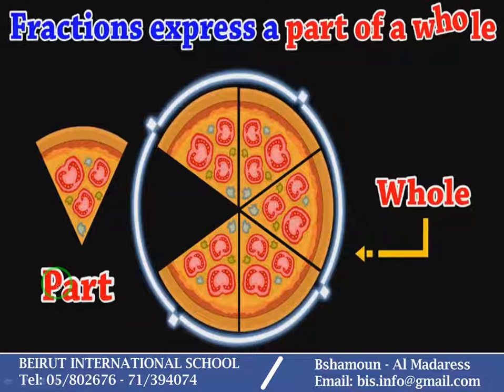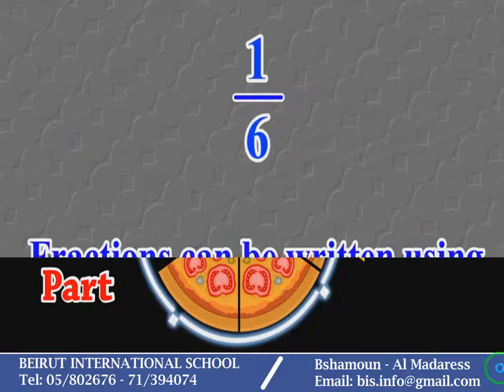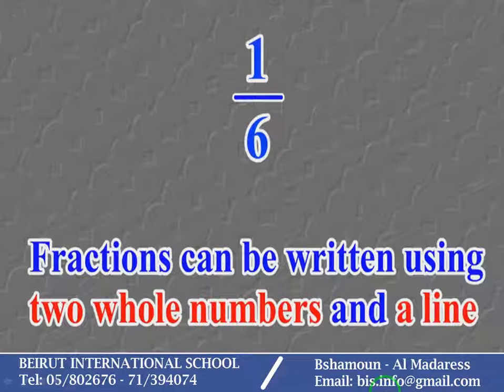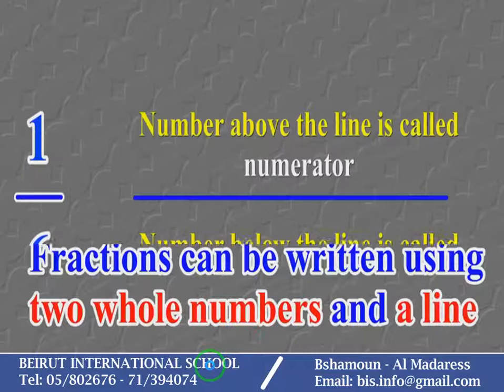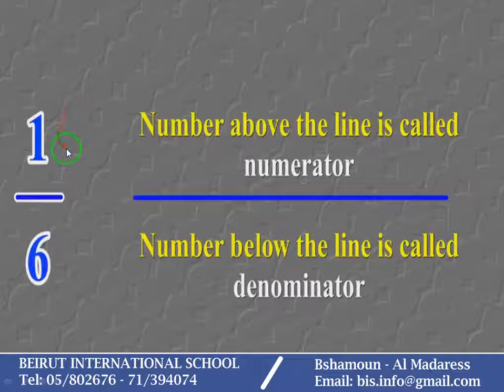Today we will start with a fraction. What is the meaning of a fraction? Fraction means when we have a part and we have a whole. A fraction can be written using 2 whole numbers and a line. We draw a line between the 2 numbers. The first number, or the number above the line, is called the numerator, and the number below the line is called the denominator.